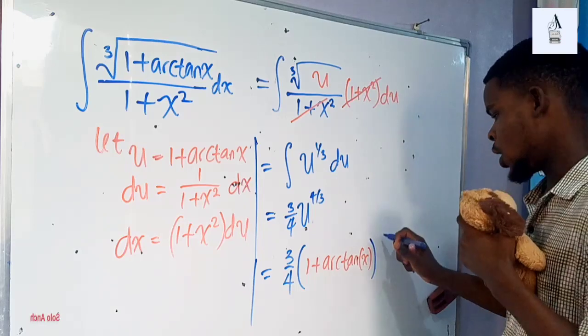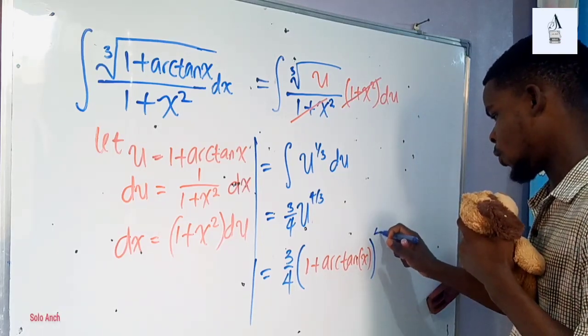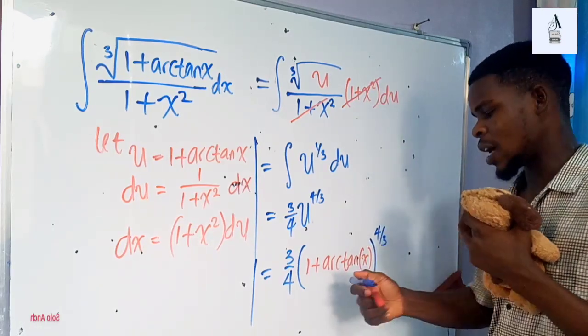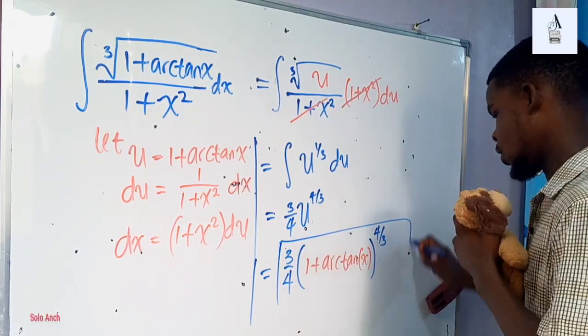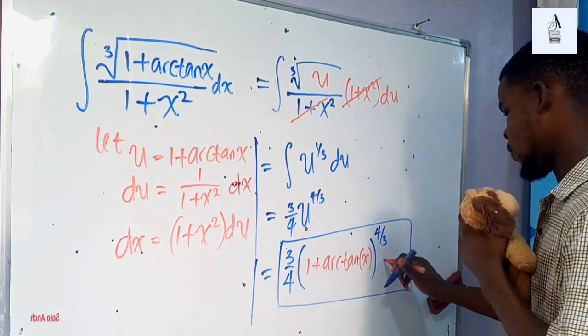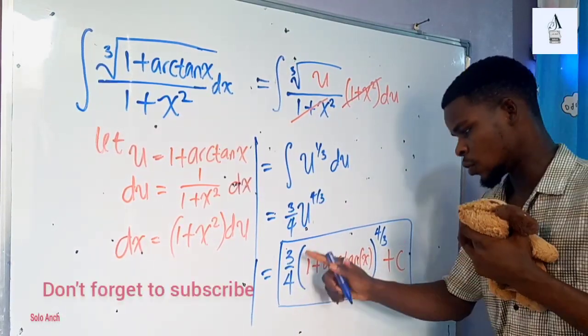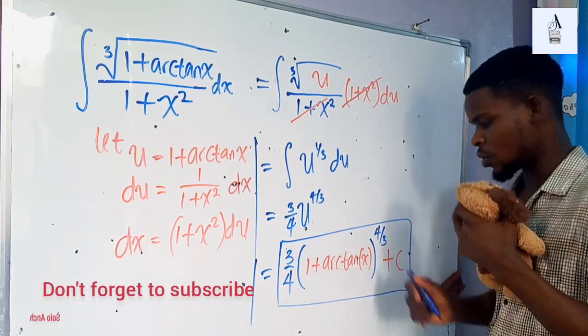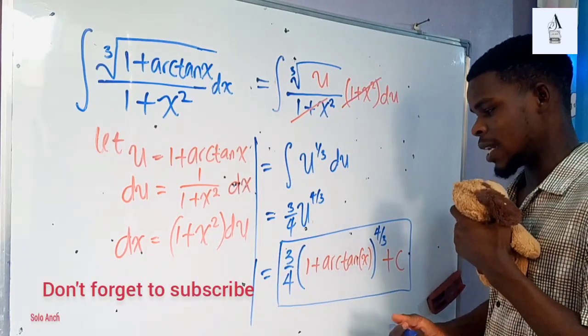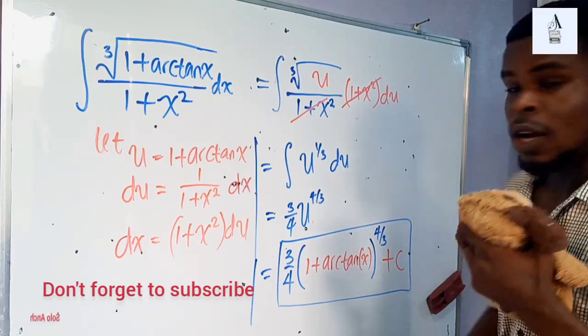If you like, you can leave it as 4 over 3, or you can rewrite it in its radical form. That is the cube root of 1 plus arctan of x raised to the power of 4. But this is also a nice place to stop. Okay, great. All right, that's it.